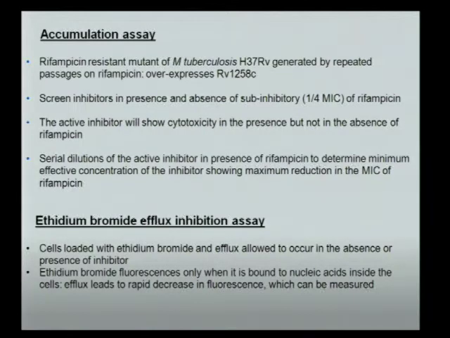What we have are strains which have overexpressed efflux pump protein, RB1258C, which are rifampicin resistant. What we would like to screen is to put in different concentrations of our inhibitory molecule and see how many cells are alive after a certain period of time, at drug concentrations lower than the MIC. This will be a direct indication of whether the efflux pump has been inhibited or not. A secondary assay that people do is the ethidium bromide efflux assay, because these efflux pump families have been shown to efflux out ethidium bromide as well. By seeing the fluorescence due to the binding of ethidium bromide to DNA, you can see whether your efflux pump is being inhibited or not.